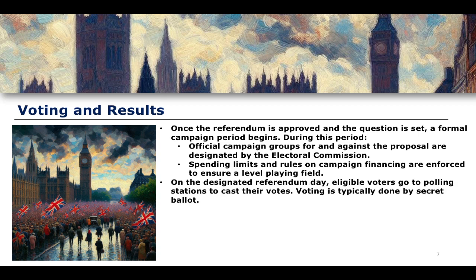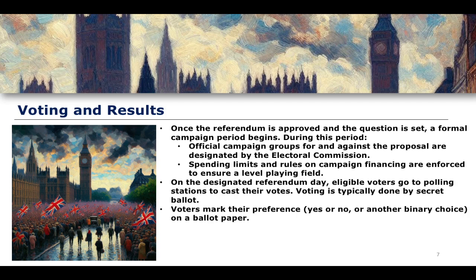On the designated referendum day, the eligible voters will go to the polling stations and they will cast their votes. This is done obviously by a secret ballot, as is the case when we look at general elections as well. They will mark their preference, yes or no, or other kind of binary choice. So, for example, leave or remain was the Brexit referendum's two options, and they do so on the ballot paper.